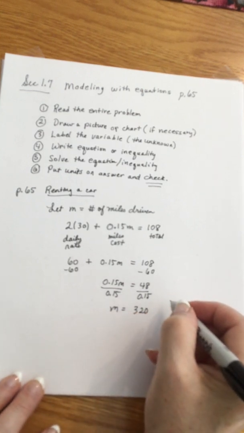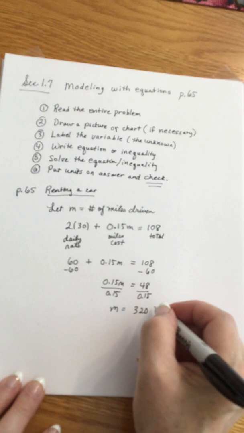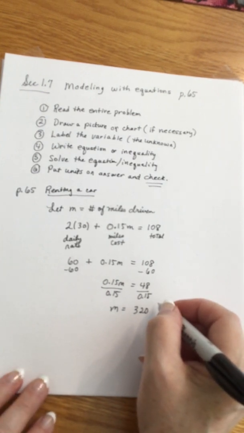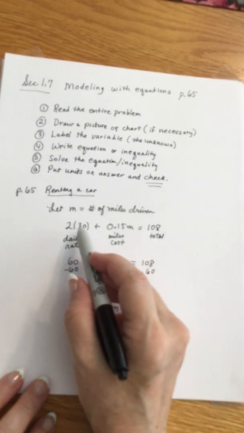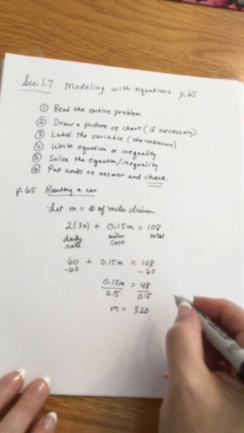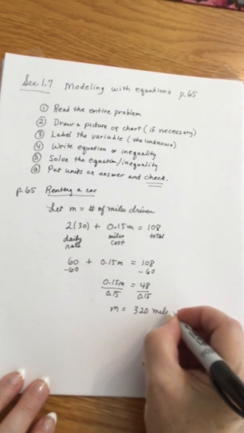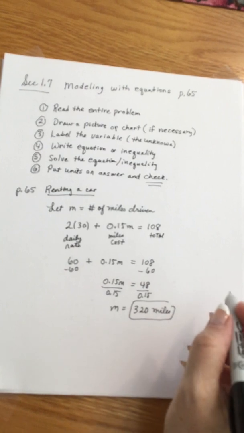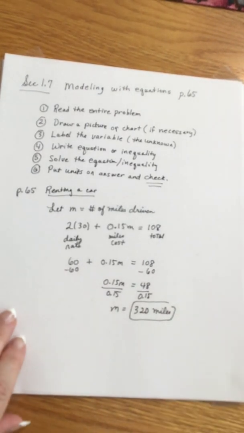Now, thinking back on your steps, you can't just leave it as 320 because that could be 320 inches, 320 feet, 320 miles. So what is the unit going to be? If we look up at our let m equal number of miles driven, then we know this is miles. So we're okay. Let's try another one. This next one is the dimension of a garden.